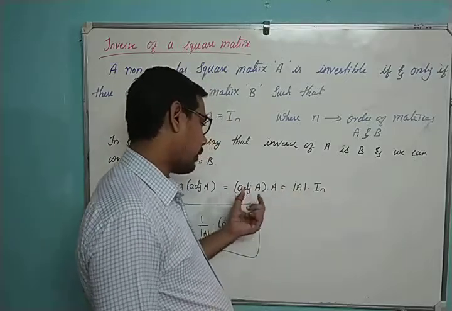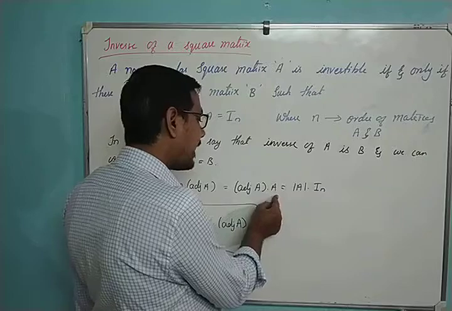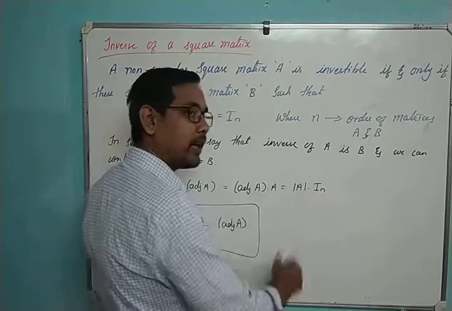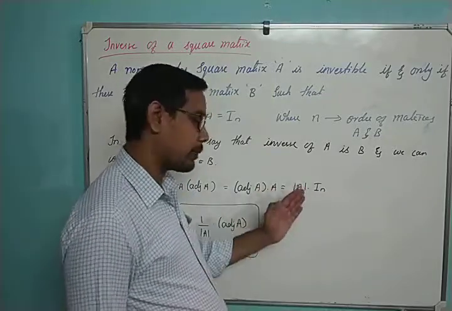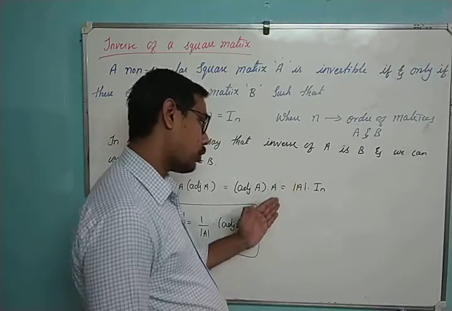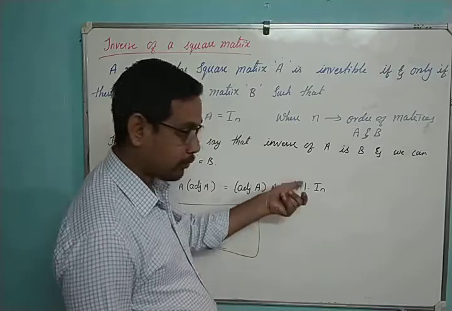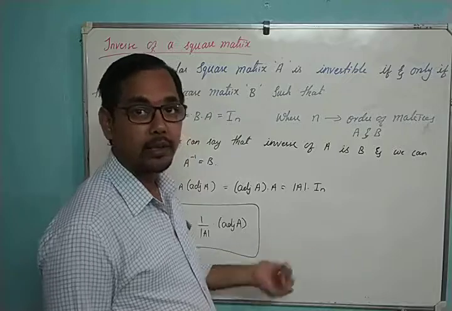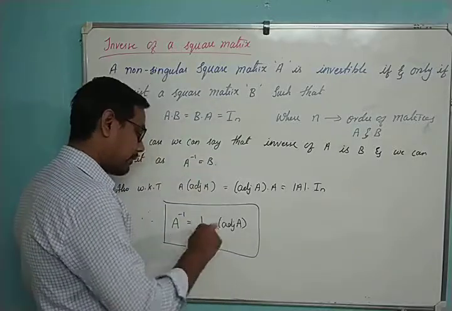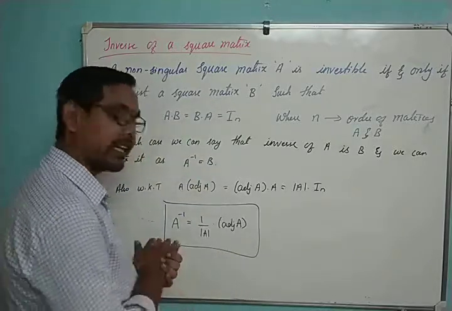So if I want to calculate, what will be A? A will be determinant A divided by adjoint A. So what will be my inverse? Reverse of that. 1 upon determinant A into adjoint A. So A inverse can be written as 1 over determinant A into adjoint A.